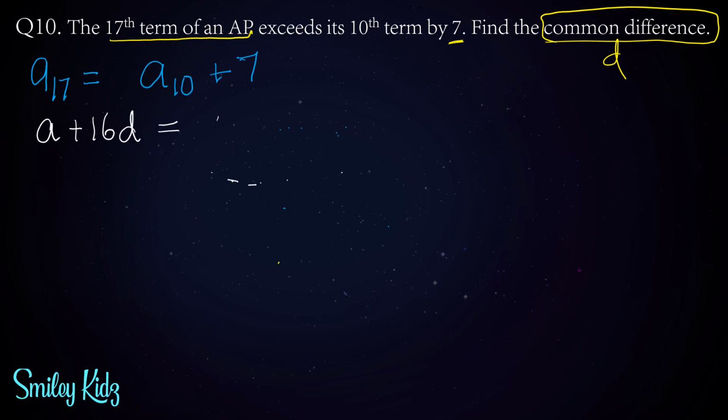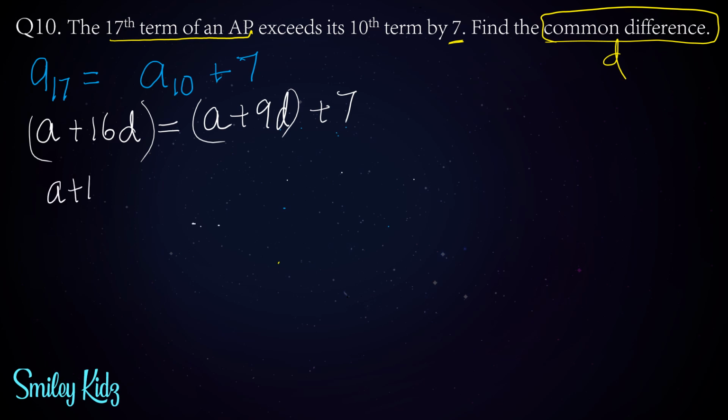And A10 is equal to A plus 9D. I've just substituted whatever we already know, isn't it? A17 means A plus 16D, A15 means A plus 14D, and so on and so on. Then A plus 16D minus A minus 9D is equal to 7. I've just transported the values. Then A minus A. Then we have 16D minus 9D.